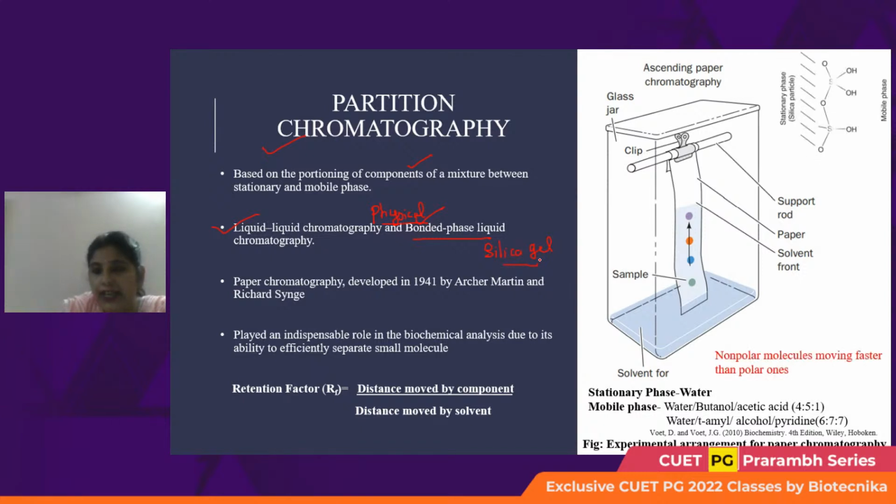Like here you can see the diagram, right? We have silica particles in which octadecyl side chains are covalently bonded to free OH groups. So you can write it as C18.